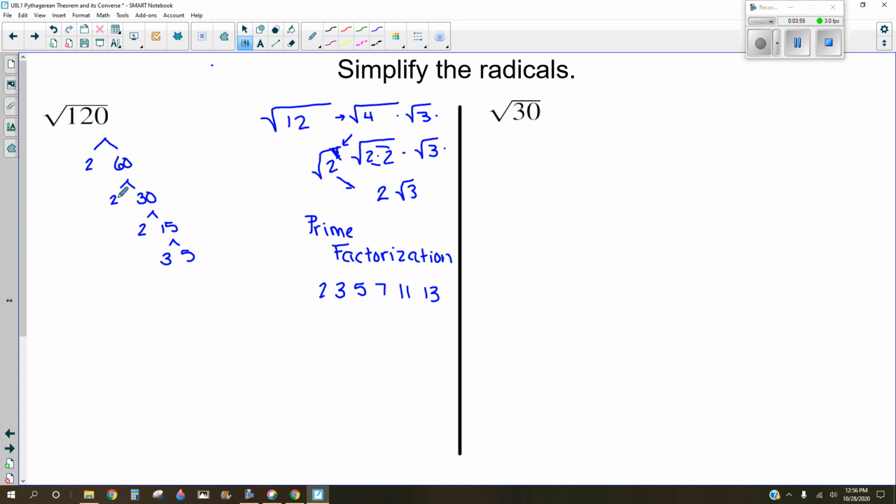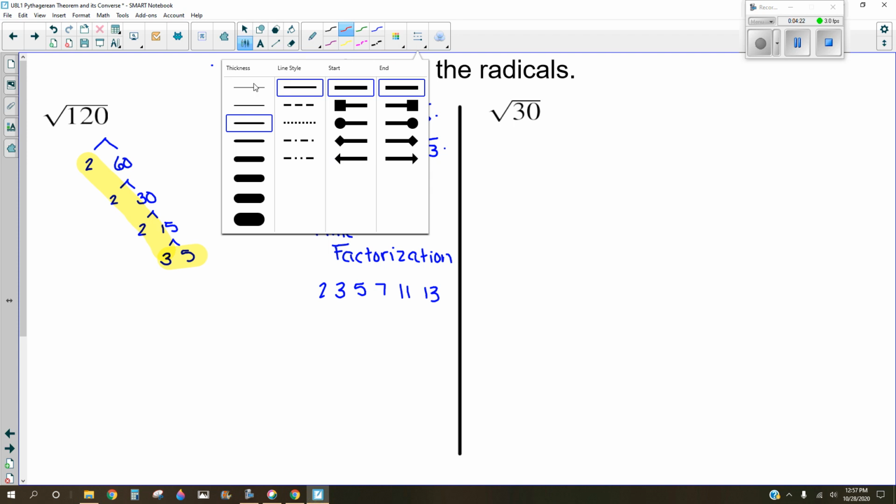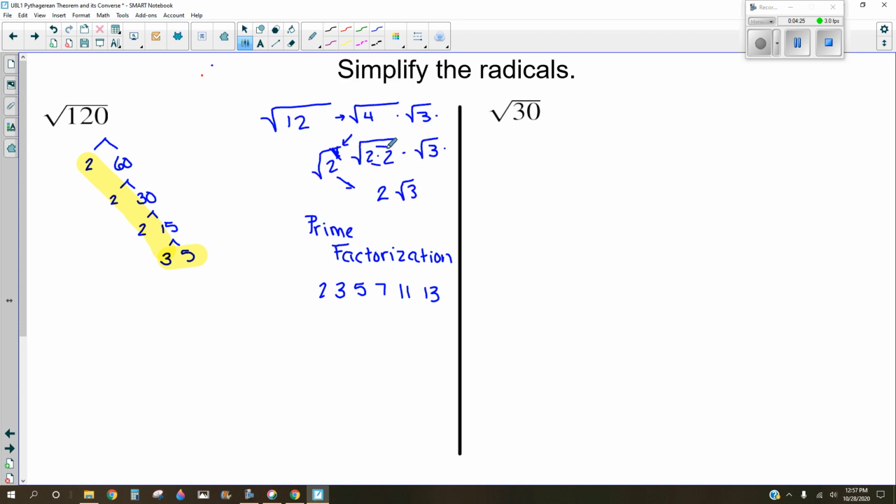Once you get to the end of your trees and there's nothing but prime numbers left, okay? So if I were to take a highlighter here, at the end of my tree, these are all primes, and there's no composite numbers left. So remember, we're looking for things to the second power. So 2 times 2 means 2 to the second power. So here's a 2 times 2. So that's 2 to the second power. It's 2 by itself, 3 by itself, 5 by itself.